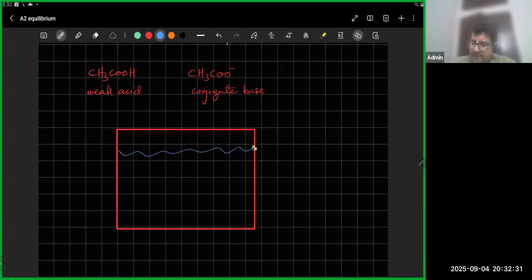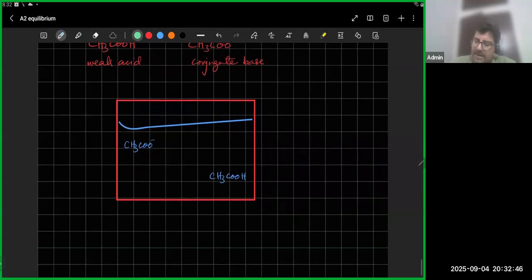So if I have a container and there is the conjugate base and there is the weak acid, both of them are mixed together. And let's say I'm adding H plus 1 to it. I'm adding an acid to this solution, right? The solution has a certain pH. So the acid that is added is going to be neutralized by the conjugate base, which is this one.